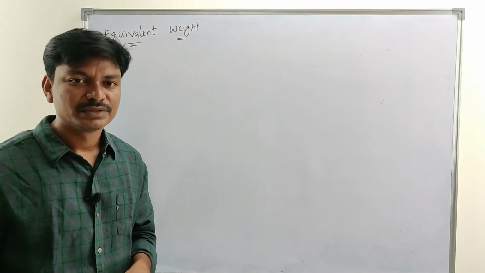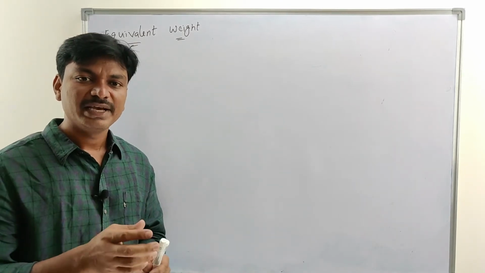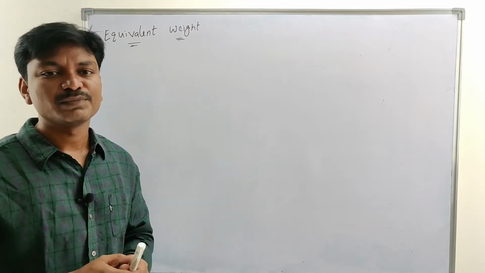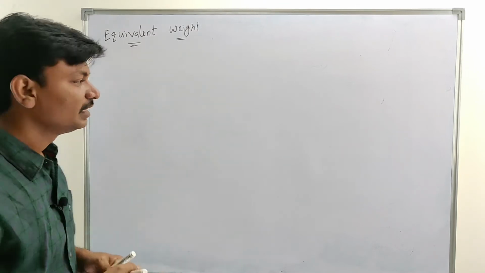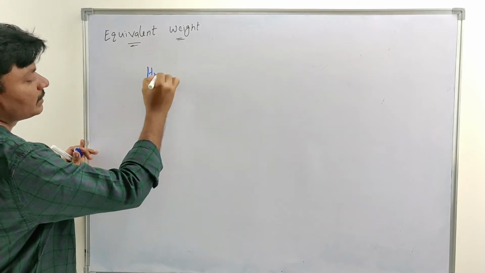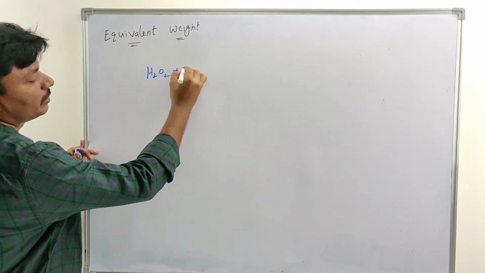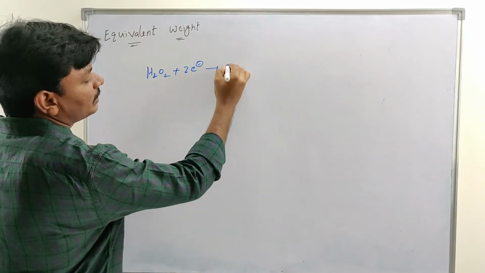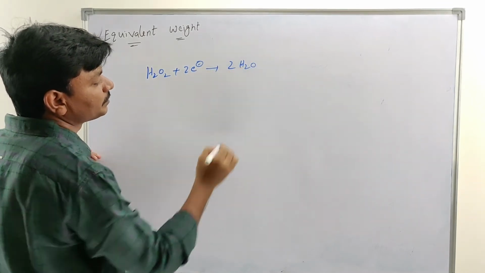Okay, coming to H2O2. Here H2O2 behaves as an oxidizing agent and reducing agent, and it is also involved in disproportionation reactions. That is, if H2O2 acts as an oxidizing agent, H2O2 accepts 2 electrons and then it converts into 2 moles of H2O.